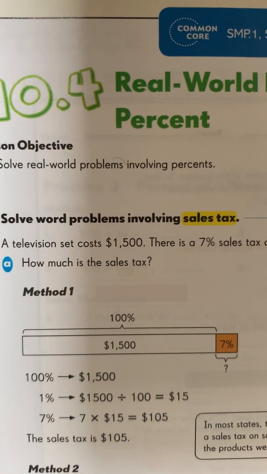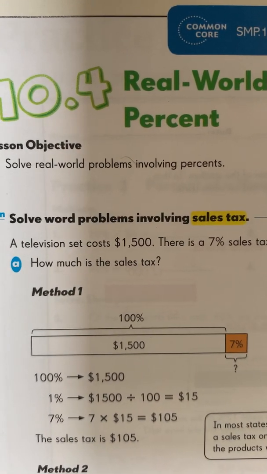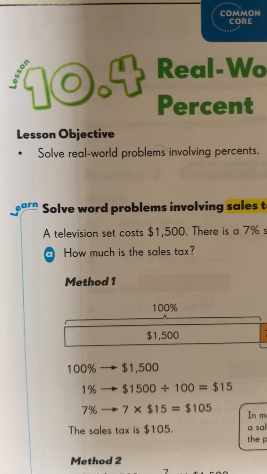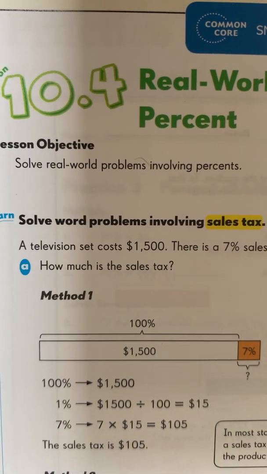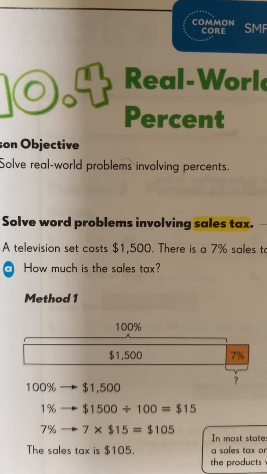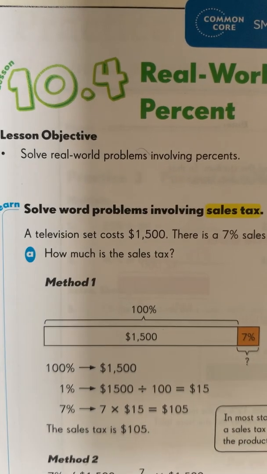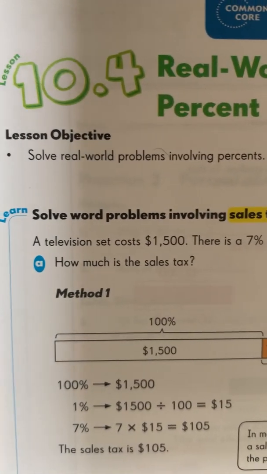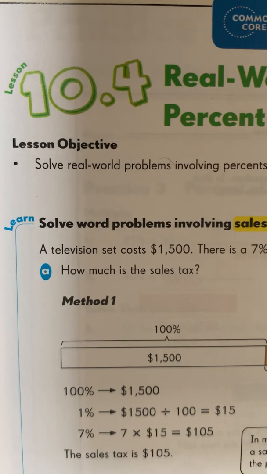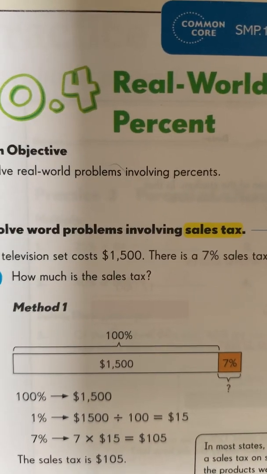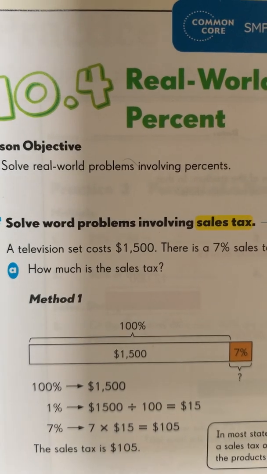So we have our 100%, which is 1,500, and then, like I said, you need to find 1% of the whole, so that's why you're doing 1,500 divided by your 100, okay, which gave you 15. And then you are going to need to take your sales tax and tack it on there. So 7 times 15 equals what? 105. Okay, so your sales tax is 105.